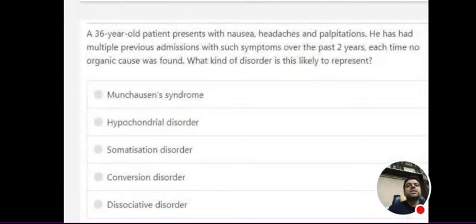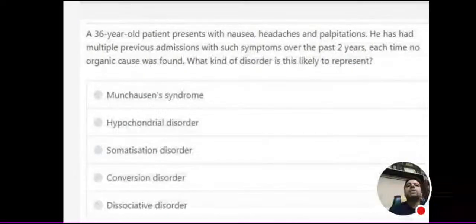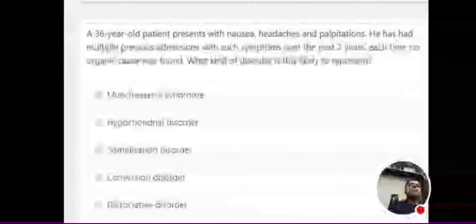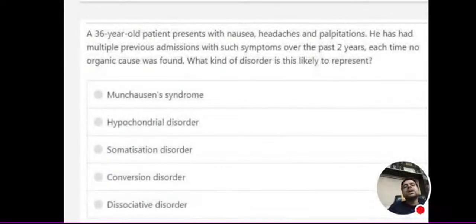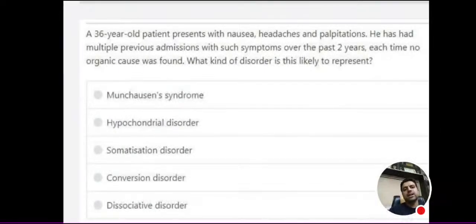A 36-year-old patient presents with nausea, headache, and palpitation. He has had multiple previous admissions with such symptoms for the past 2 years. Each time no organic cause was found. What kind of disorder is this likely to represent? So what kind of disorder is it?